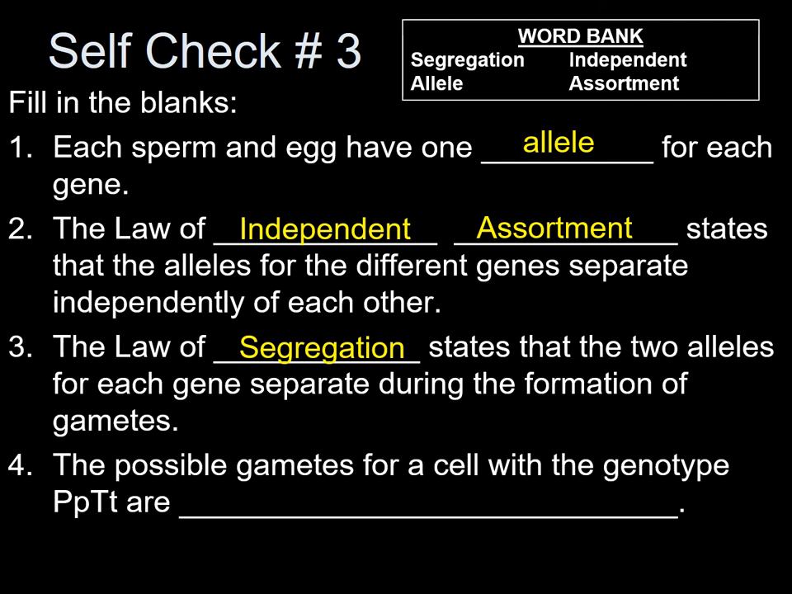All right, now this is the tricky one. The possible gametes for a cell with the genotype heterozygous purple, heterozygous tall are, so now you've got to think, you're going to have one of each letter. So what are the possibilities? Well, you can get a big P with a big T. What else could you get? A little p with a little t. But remember, they separate independent of each other. So you could also get a big P with a little t, and you could also get a little p with a big T. See how much variation there can be?